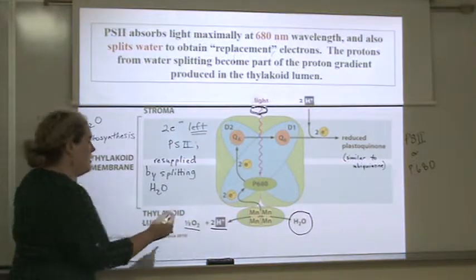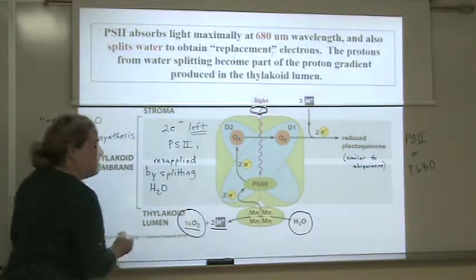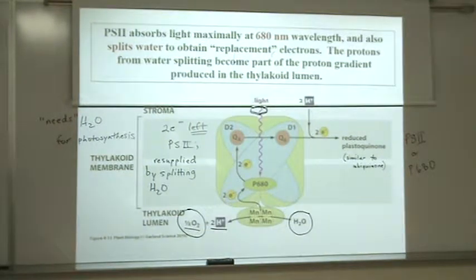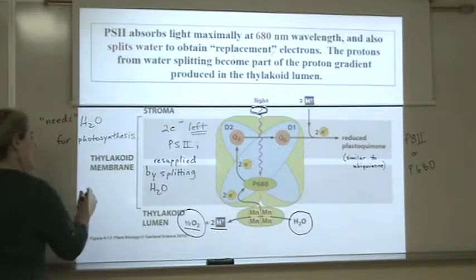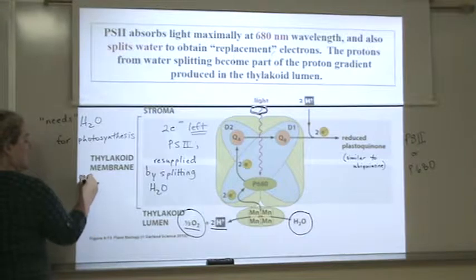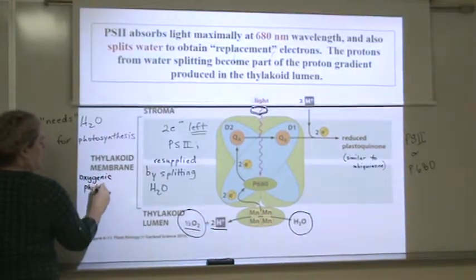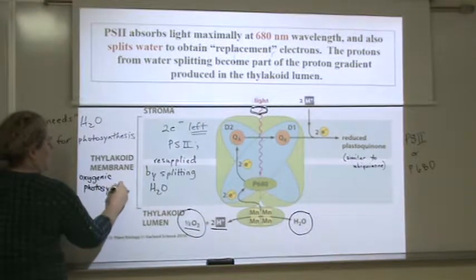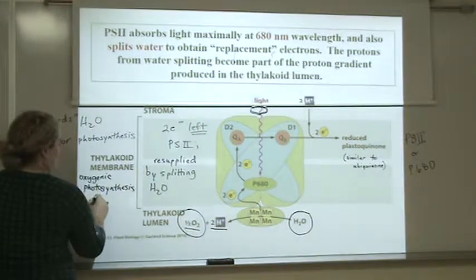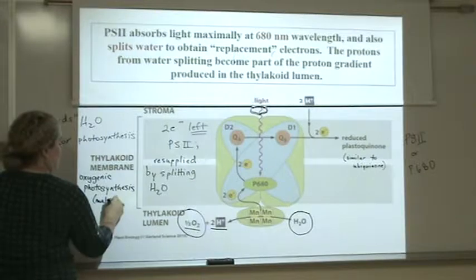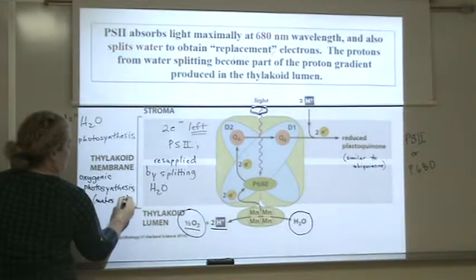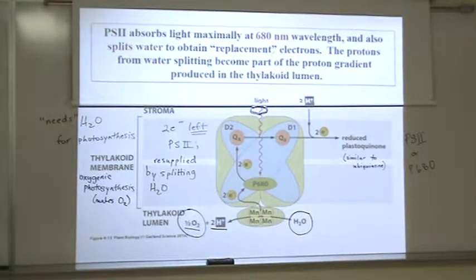So here's some oxygen. It's made during photosynthesis, and therefore we say that this is a type of oxygenic photosynthesis. It makes oxygen. It does not use oxygen, it makes oxygen.